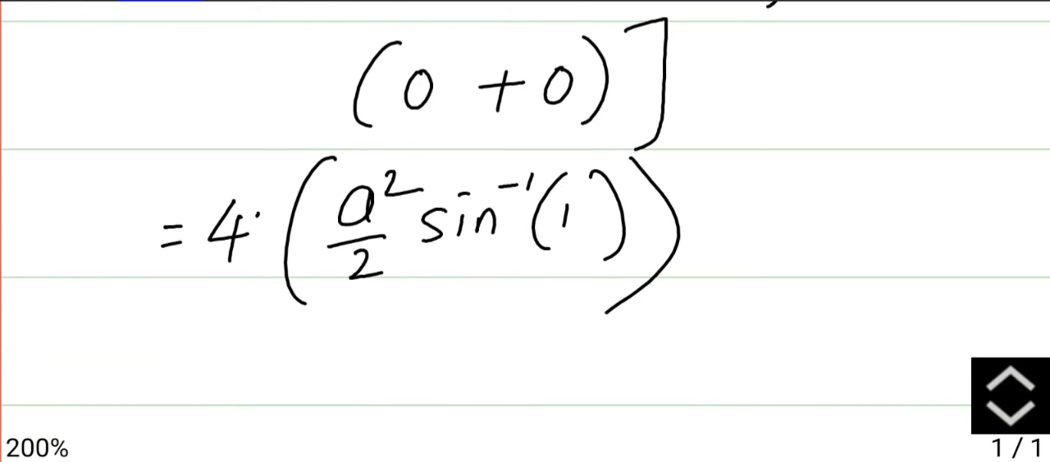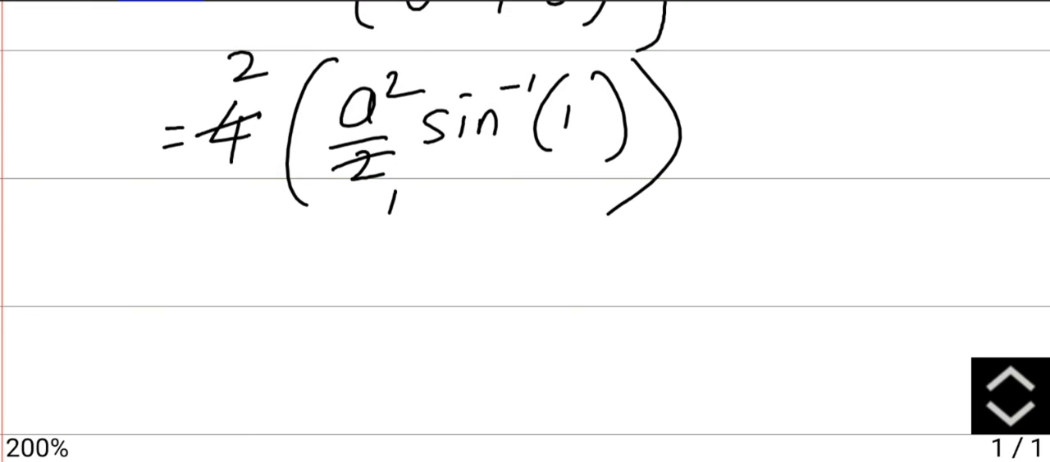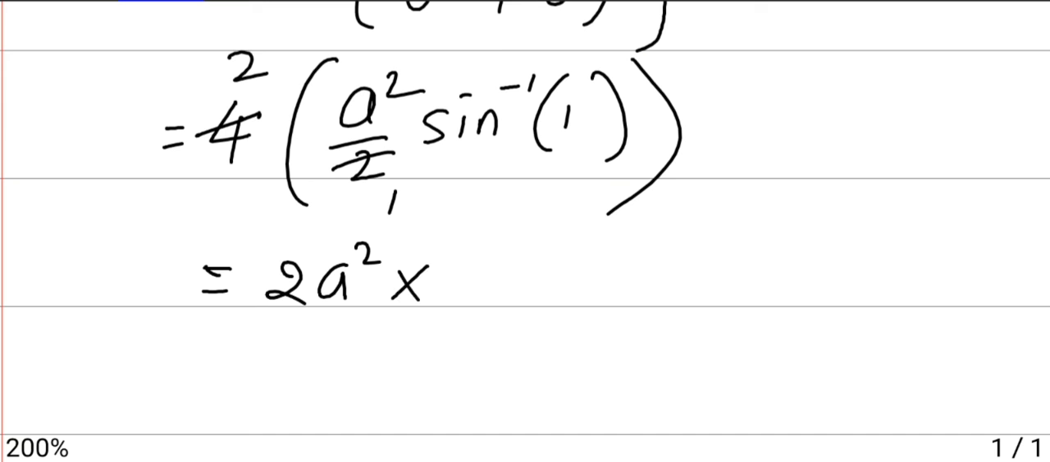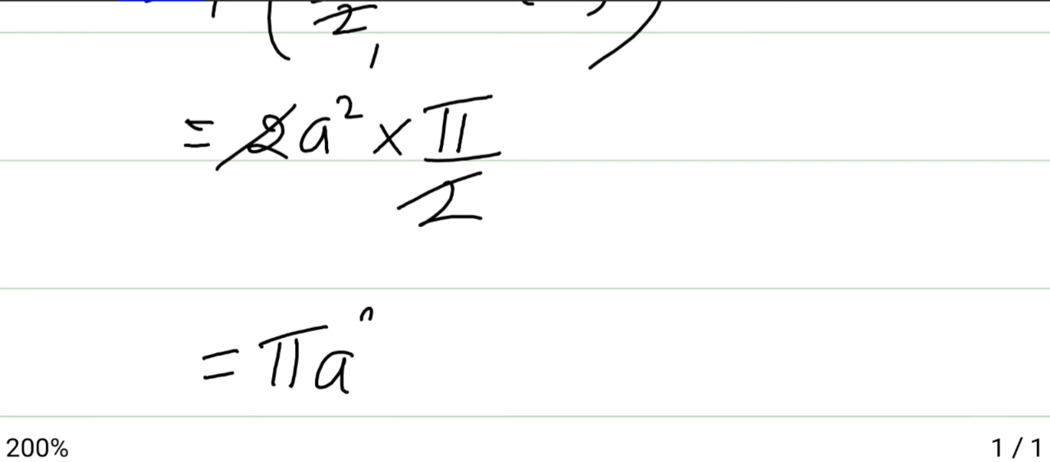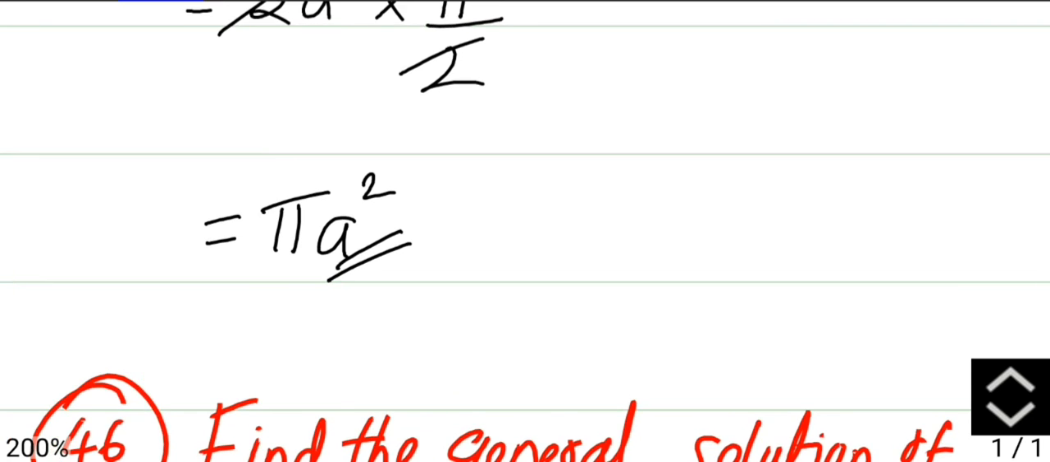So here we can cancel this. 2 1s are 2, 2 2s are 4, so it becomes 2 times a square into, what is the sine formula? It is pi by 2. When is sine 1? When it is 90 degrees. So when you are taking it as 90 degrees, you get it as pi by 2. So this 2 and 2 cancel. So the solution for the given problem is pi a square.